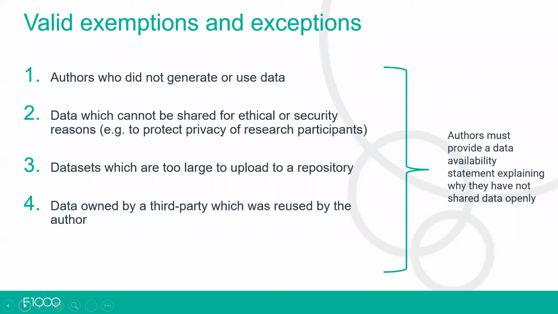Now, these are some of the valid exemptions and exceptions that we have. First exemption is authors who did not generate or use the data. Second exemption is data which cannot be shared for ethical or security reasons, which could be to protect the privacy of your research participants. Third, data sets which are too large to upload to a repository. Fourth is data owned by a third party, which was reused by the author. So these are the 4 exemptions that we allow on F1000.